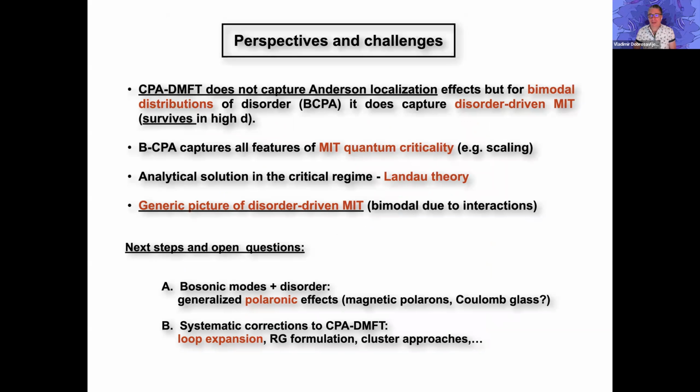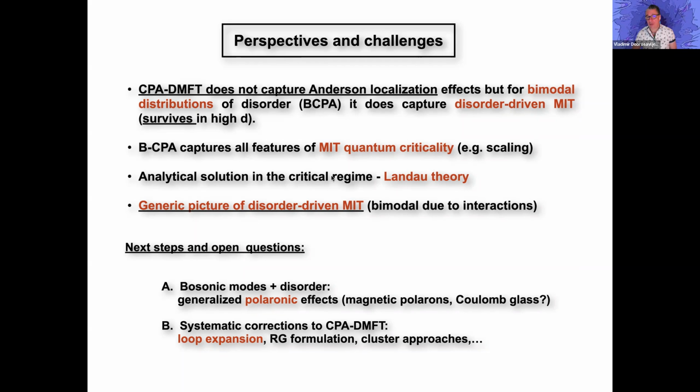So now let me conclude. What I tried to tell you today is that CPA-DMFT does not capture Anderson localization at all. But remarkably, when the disorder is bimodal, it displays a second order phase transition, which is a disorder-driven transition, and that transition survives even to infinite dimensions. So it seems that this disorder-driven transition where the band splits is a mechanism for a disorder-driven transition which is much more robust than even Anderson localization. It seems to display all features of quantum criticality, but it's also very generic, because we have arguments and some examples so far where we claim that interactions make this phenomenon occur pretty much in any real system.